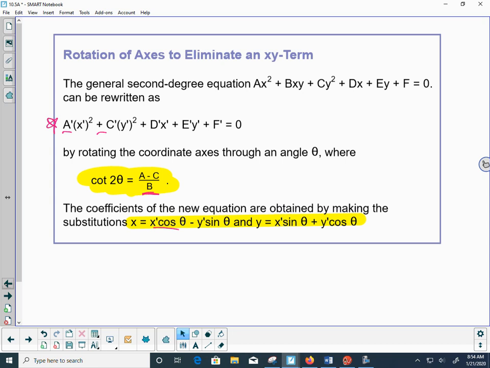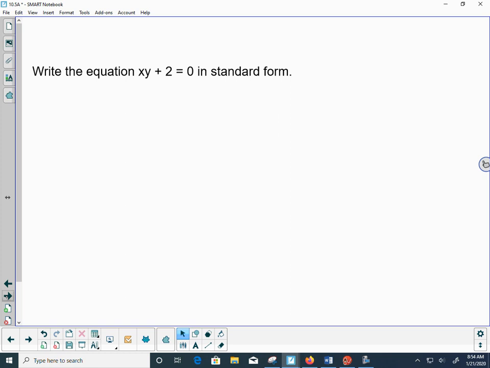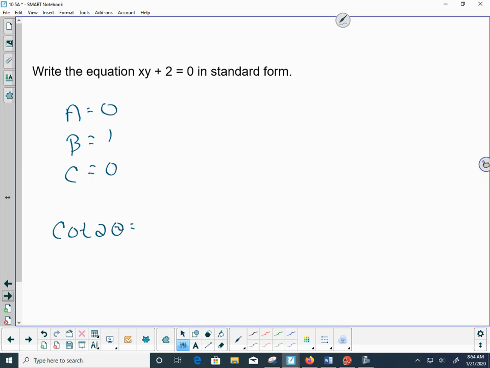Okay, so I'm going to go here and I'm going to substitute in what I know. So if I asked you, what's your a in this case? What's your coefficient of x squared? 0. What's your b? 1. What's your c? 0. C is the coefficient of the y squared term. So I'm going to say the cotangent of 2 theta is equal to 0 minus 0, that's a minus c, over b, which is 0.